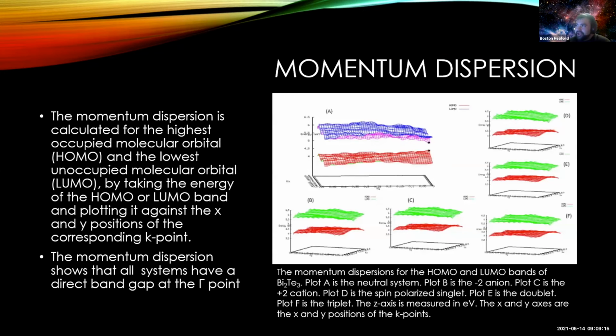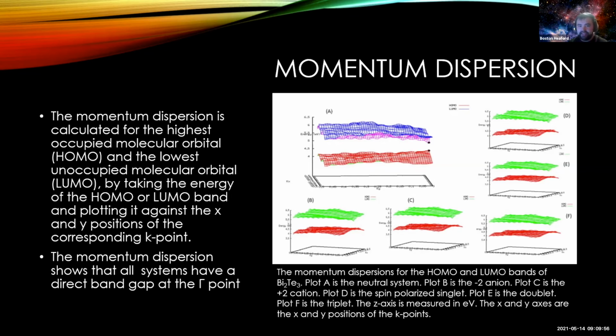After I did the molecular dynamics run and the relaxation, I moved on to the momentum dispersion, which is just taking the HOMO and LUMO orbitals and plotting their energy at each individual k-point coordinate. That gives you this picture of the momentum dispersion, and that lets you see the gap between the HOMO and LUMO. As you can see from these plots, the gap is centered at the gamma point, 0 for ky and kx, and that means it's a direct band gap system.